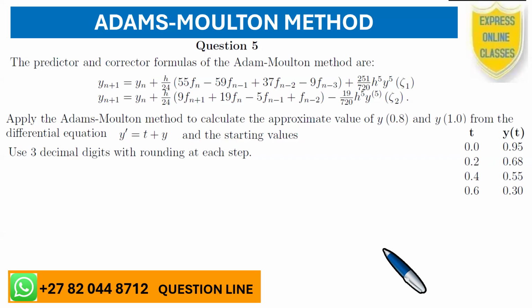So we have another question which is not going to take us very long. Okay, it's different from the one we looked at last time on the predictor-corrector formulas of the Adams-Moulton method. Right, and so we have, for instance, yn+1, which is the predictor-corrector.